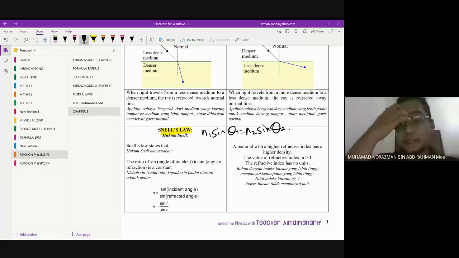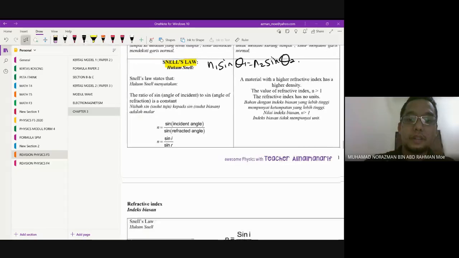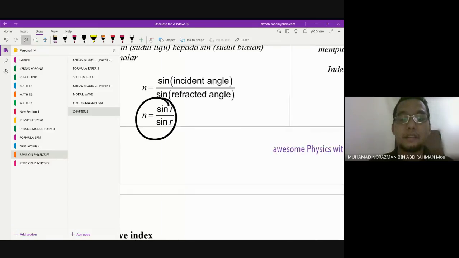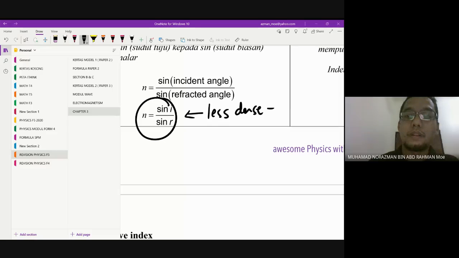Okay, so Snell's law: n1 sin theta 1 is equal to n2 sin theta 2. This formula is given in the formula sheet. Okay, dalam formula dia beri n = sin i over sin r. But you must remember this formula is for when light travels from less dense to denser medium. Okay.